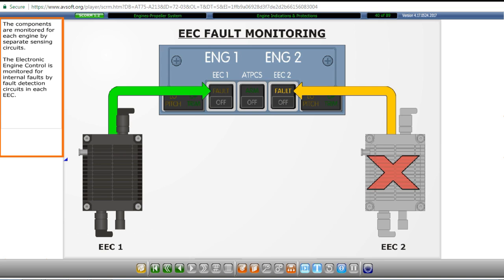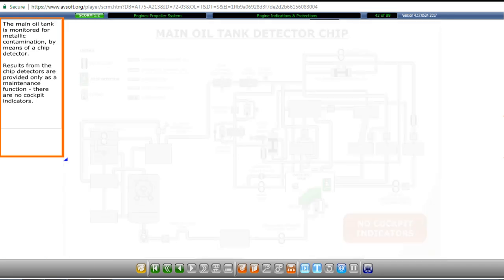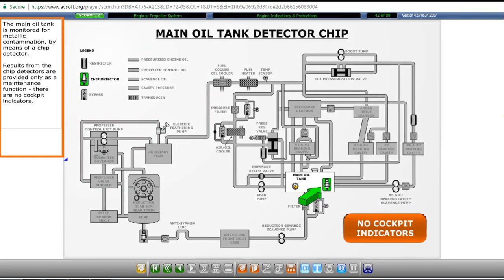The electronic engine control is monitored for internal faults by fault detection circuits in each EEC. The reduction gearbox oil is monitored for metallic contamination by means of a chip detector. The main oil tank is monitored for metallic contamination by means of a chip detector. Results from the chip detectors are provided only as a maintenance function. There are no cockpit indicators.